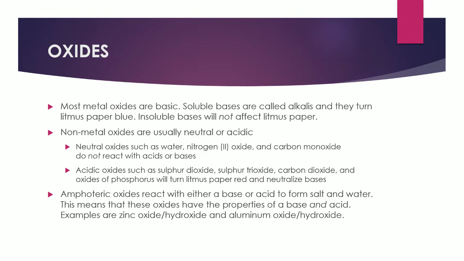So neutral oxides are oxides such as water, nitrogen oxide, carbon monoxide, and because they're neutral, they do not react with acids or bases. Acidic oxides like sulfur dioxide, sulfur trioxide, carbon dioxide, and oxides of phosphorus will turn litmus paper red, as we talked about before, and because they're acids, they will neutralize bases in the neutralization process. Amphoteric oxides are oxides that can react with both acid or a base to form salt and water. This means that these oxides have properties of both an acid and a base, and examples of such are zinc oxide and hydroxide, along with aluminium oxide and hydroxide.